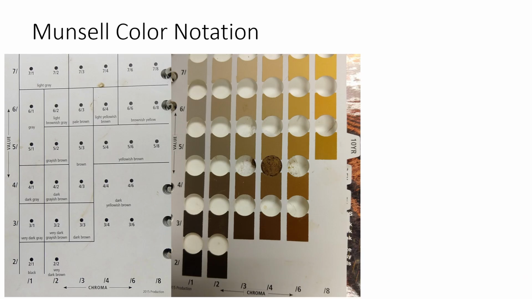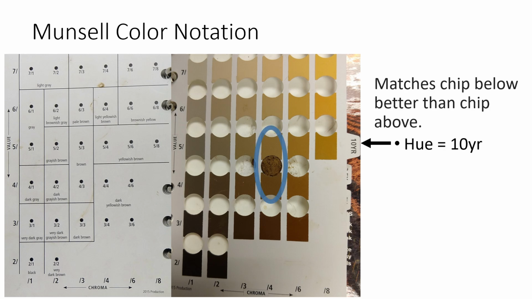Now let's use the color book here. We see there's an aggregate behind the color page. This one fits with the 10YR best. I selected that of all the hue pages. And the aggregate is between these two color chips. I did all the matching and moving it around until I found those where I think it fits best. And even at that, it fits the chip below a little better than the chip above.